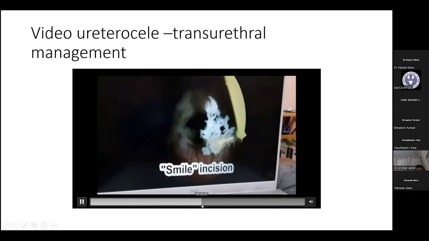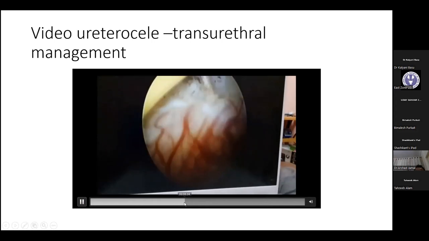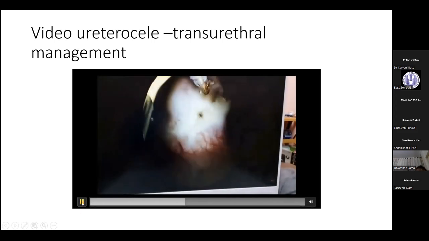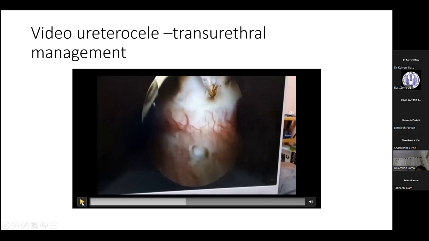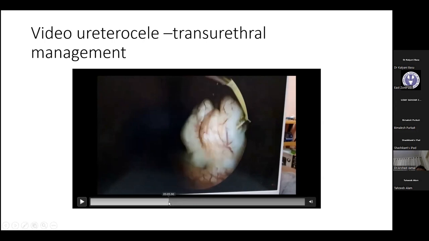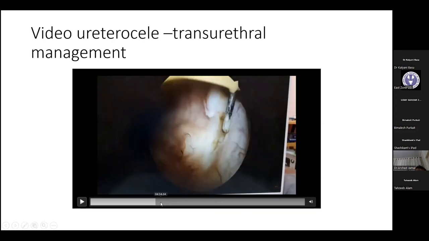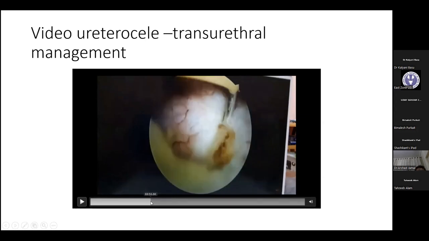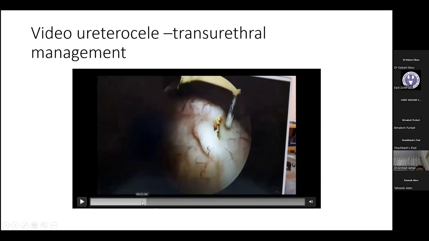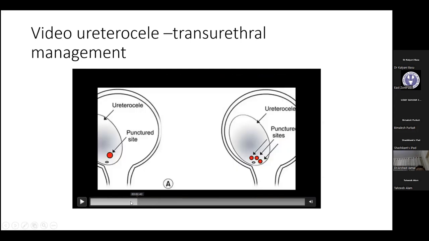Is there any other technique which claims to have lesser reflux rates? Among endoscopic techniques, one is the smiley incision. Is there any other? Multiple punctures can be done. Yes, multiple punctures. Where should you do the puncture? The puncture should be done at the most dependent part.